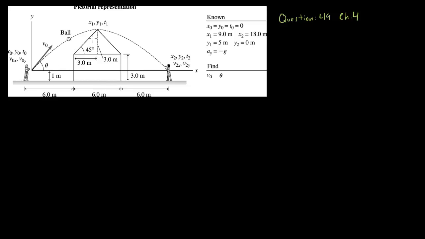This question is basically saying that there's some guy over here, and he throws a ball 1 meter off the ground at angle theta, and it has to clear this house here, which is 6 meters high, because they give us this 45-degree angle, and you already know it's 3 meters, and you want your friend over here to catch it again at a height of 1 meter.